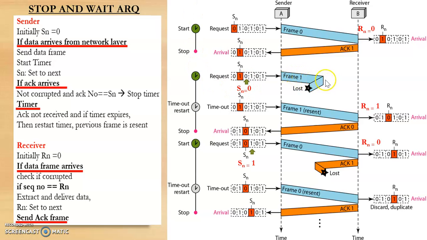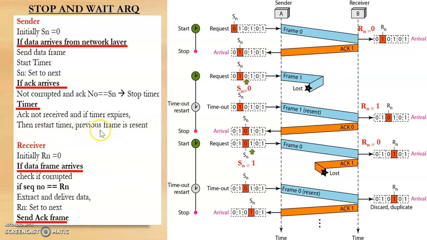But suppose this frame 1 is lost during transmission. Then the receiver will not receive the frame, so there is no action at the receiver side, and the receiver will not send any acknowledgement because it has not received any frame. If the receiver is not sending any acknowledgement, then after some time the timer will expire and the acknowledgement won't be received. In that case, the timer will be restarted and the previous frame will be resent.